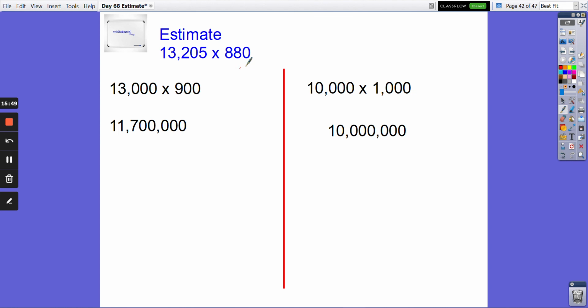Or I could have taken 880 and rounded all the way up to 1,000 if I was rounding to the nearest 1,000, and 13,205 if I was rounding to the nearest 10,000 would round to 10,000, right? So this gives me 10 million as opposed to 11,700,000. Well, now I'm 1,700,000 off from my two estimations. This one is closer to the actual answer because it's closer to the numbers that were in my original problem, okay? But both are acceptable ways to estimate.